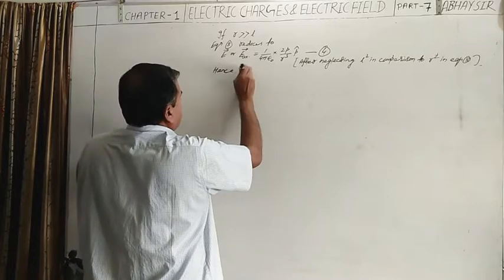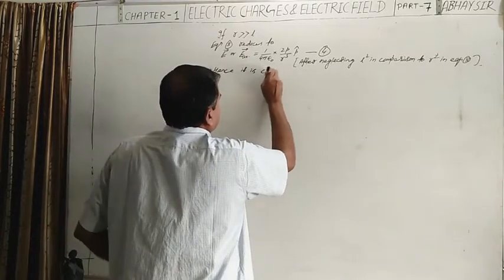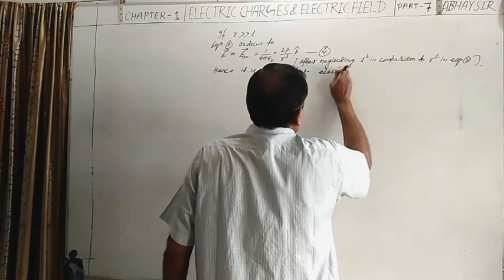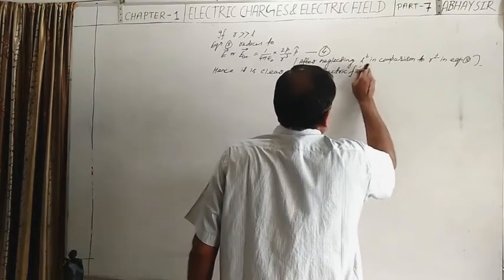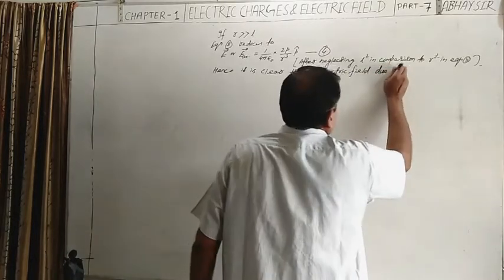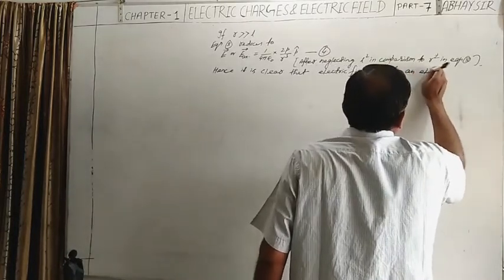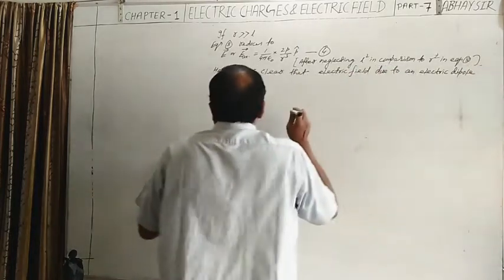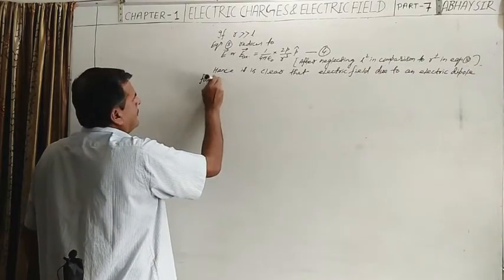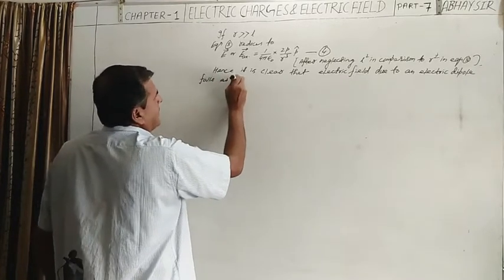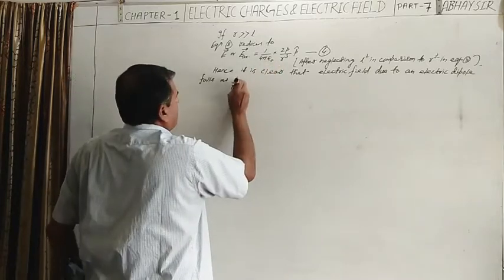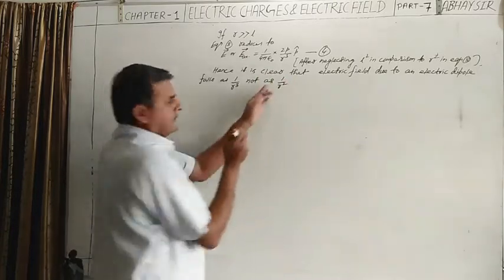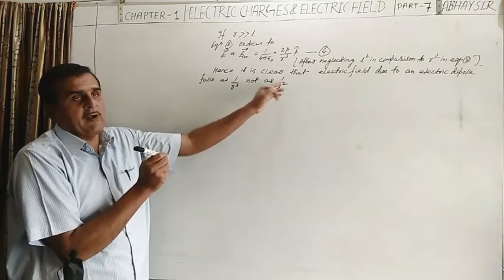Hence, it is clear that the electric field due to an electric dipole falls off as 1 by r cube, it is inversely proportional to r cube, not as 1 by r square in the case of a point charge, the electric field at a point due to a point charge.